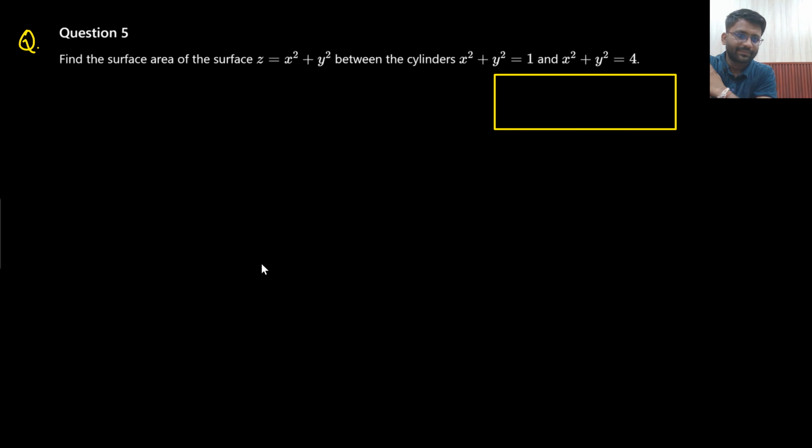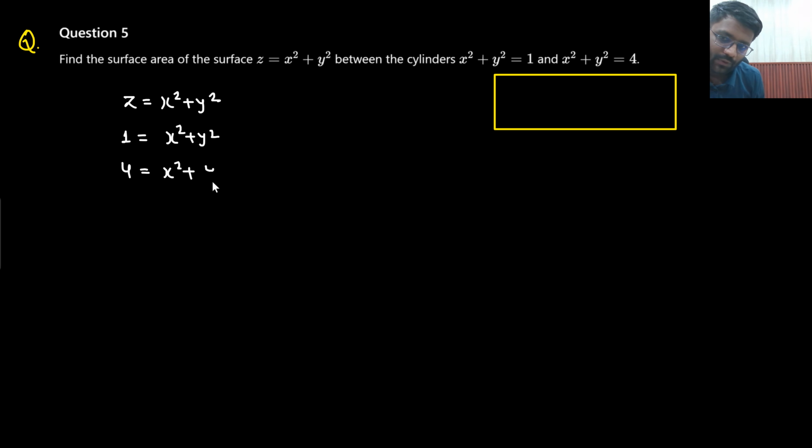Find the surface area. It will be a z equals to x square plus y square, an elliptic paraboloid, between the cylinder x square plus y square equals to 1 and x square plus y square equals to 4. What does that mean? What do they want? That means they want you to find out the surface area between z going from 1 to 4. This is what they want.